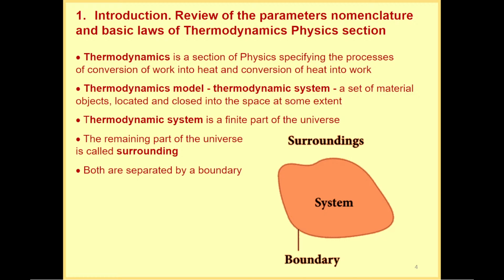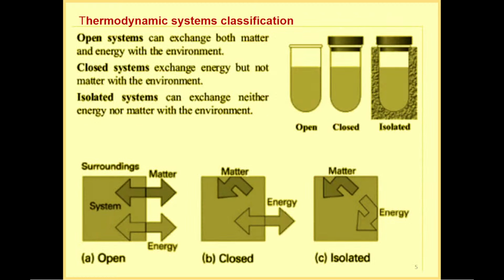The remaining part of the universe separated from the thermodynamic system structures is named as the surrounding. The extent of a system closure into the space determines the system type. There are three thermodynamic system types: open, closed, and isolated.